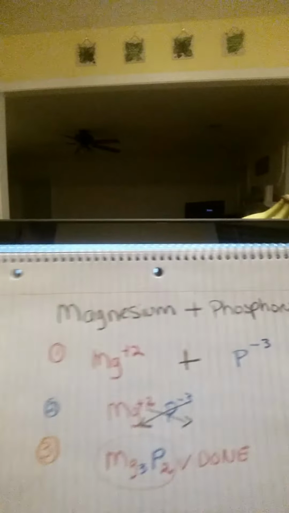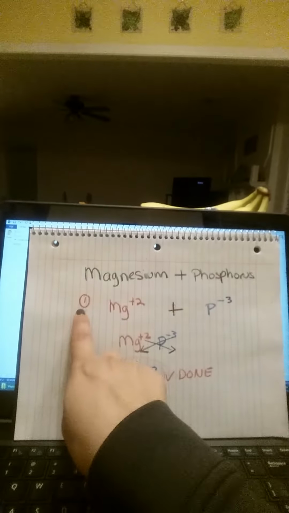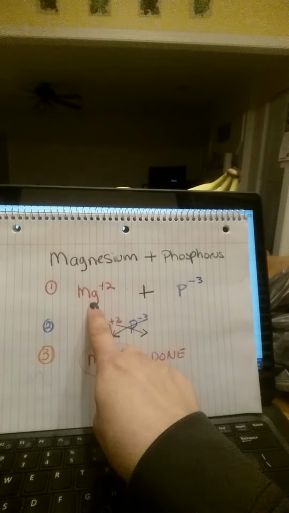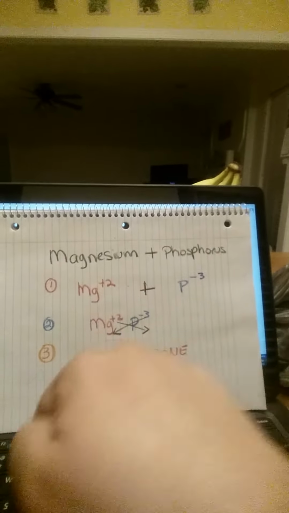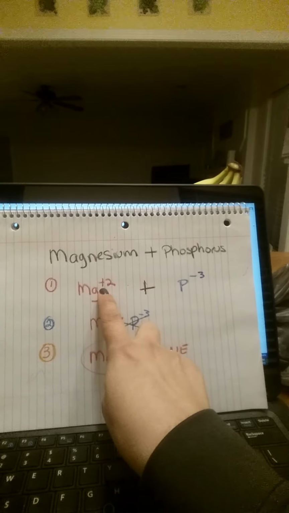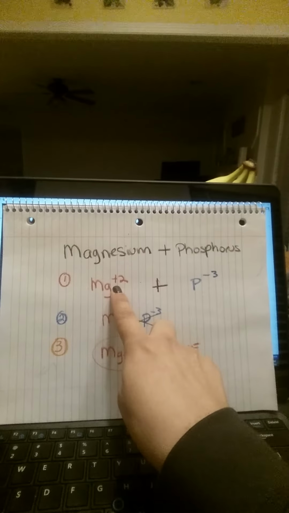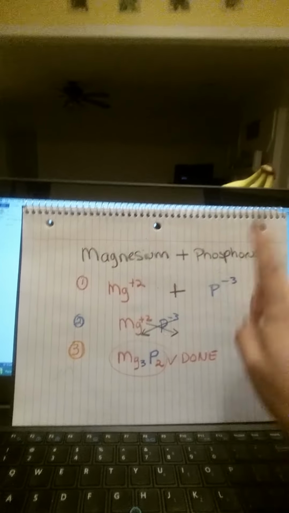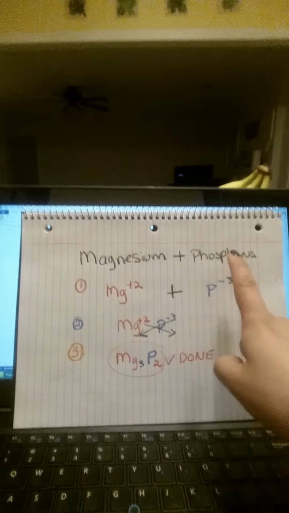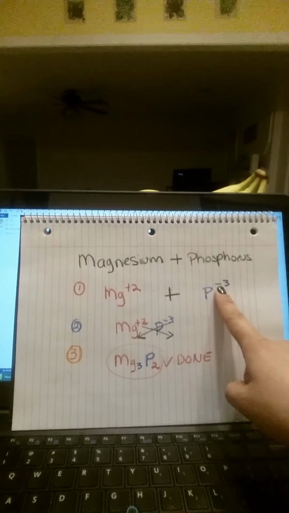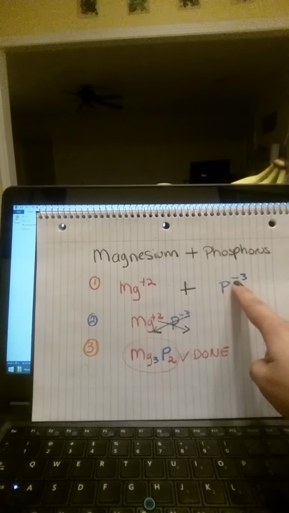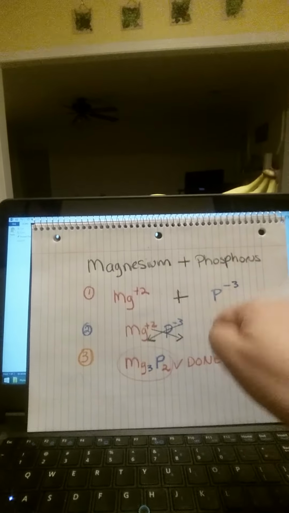So what do we do? Step number 1, write down the symbols plus their oxidation numbers. So magnesium and phosphorus. Magnesium's oxidation number is +2. Why +2? Because they're in group 2. Group 2 always has an oxidation number of +2. Phosphorus, P. Why -3? Because the nitrogen group has an oxidation number of -3.